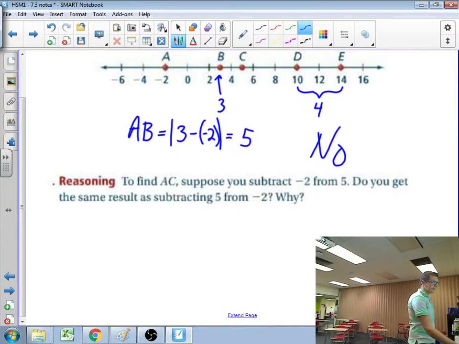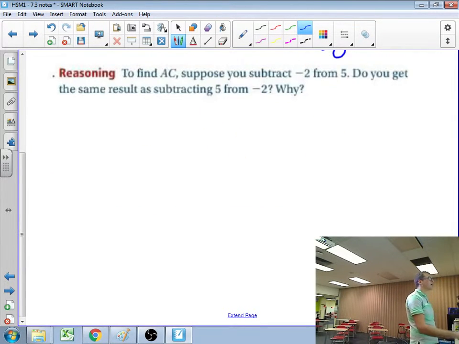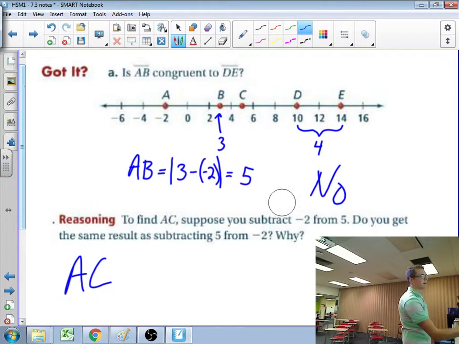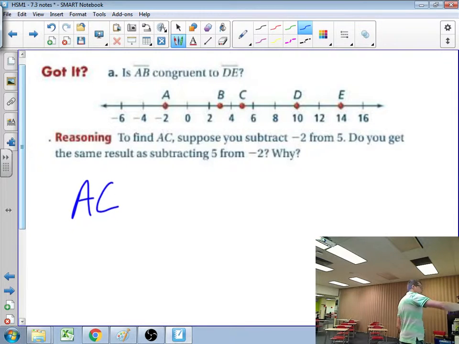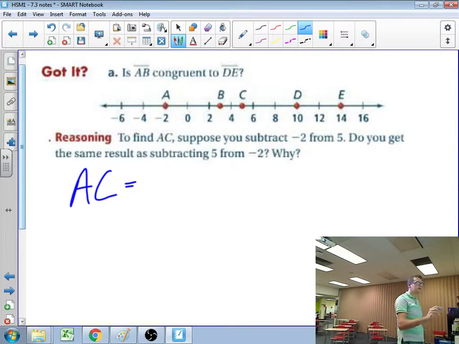To find AC, suppose you subtract -2 from 5. Do you get the same result as subtracting 5 from -2, and why? Now, I already talked about this earlier. We don't even need to see the line to do this. What they're asking is to find AC. And if you want to see the line, I guess I'll move a couple things. So to find AC, as long as we're using absolute value, we should get the same answer.